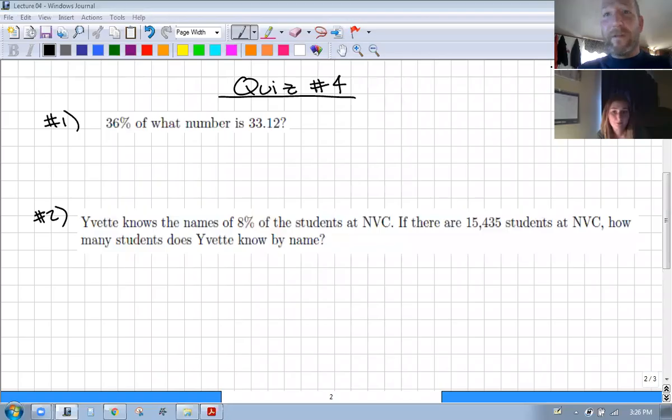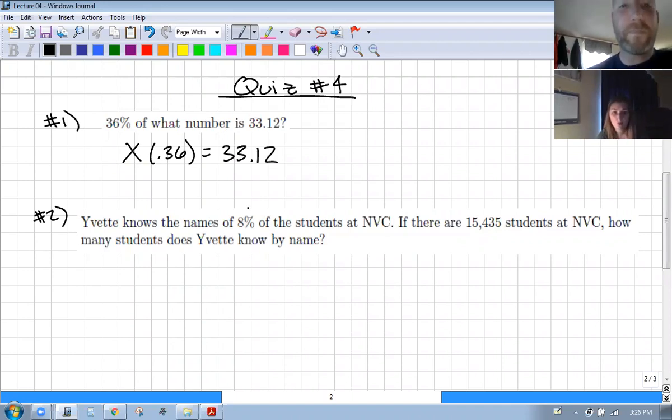Okay, let's check out number 1 here. We have 36% of what number is 33.12. So we're looking for a number and we're taking 36% of it. So we got a number, we're taking 36% of it, and that's giving us 33.12.